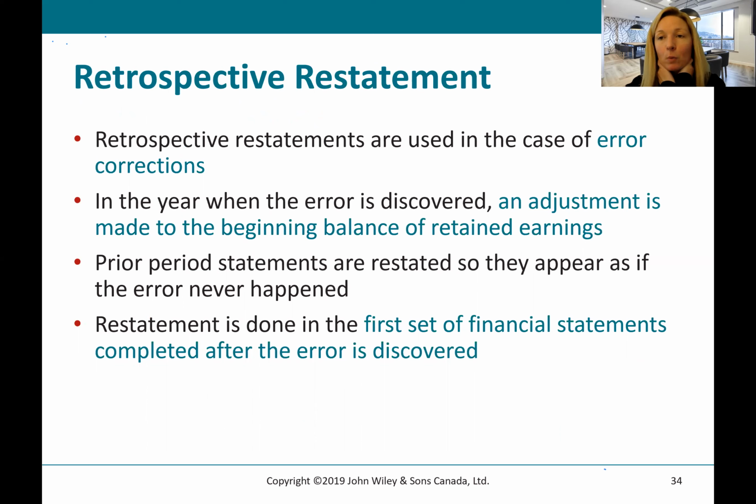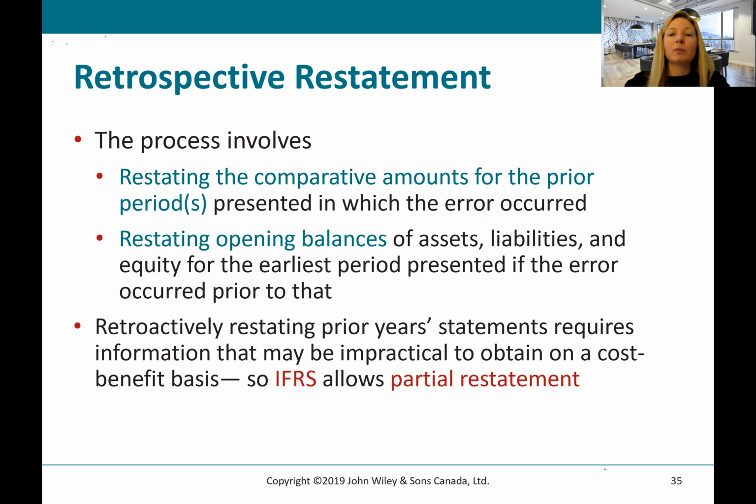So in our previous example, we walked through a change in accounting policy. That's required to be recorded retrospectively. Now, the other thing that's required to be recorded retrospectively is the correction of an accounting error. That's what we're talking about here. It's super similar to how we would account for a change in accounting policy, so retrospective. So we're going to restate the prior period, restate the opening balances, and only if it's impractical, then we have to do this partial restatement.